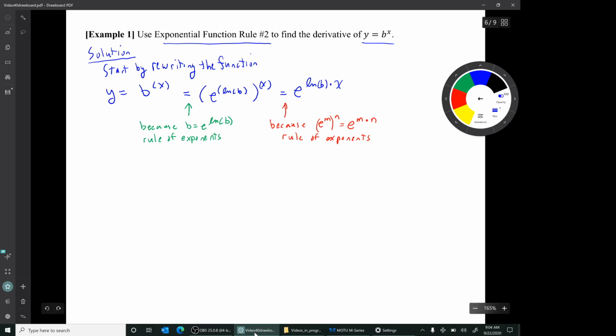We used two old rules of exponents. One is this one. The number b can be written as e to the ln of b. I'm going to put parentheses there. The other rule of exponents that we use, another old rule, is this. E to the m raised to the nth power is the same as e to the m times n power. Now we have a function whose derivative we know how to calculate using rule 2.